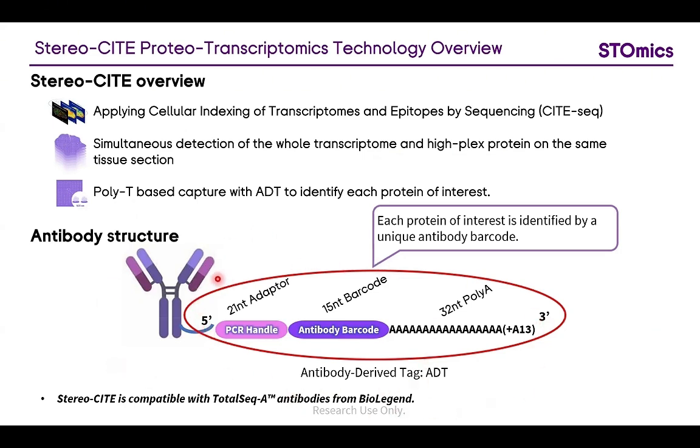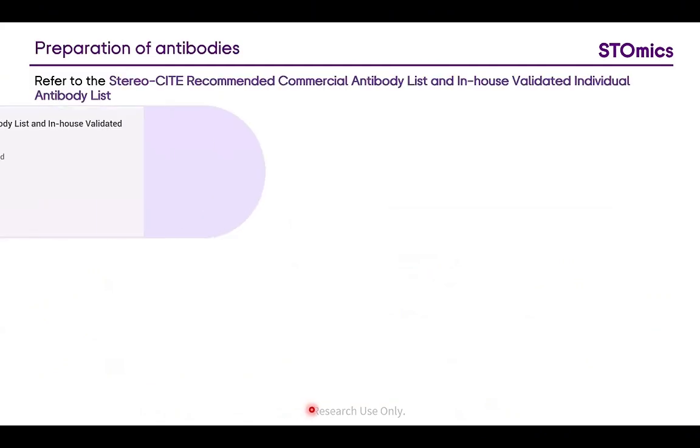Each protein of interest is detected by antibodies with specific conjugated oligonucleotides, which is also called antibody-derived tag, ADT. Each protein of interest is assigned a unique antibody barcode, which allows protein identification in sequencing. The commercial antibodies compatible with Stereo-CITE are Stereo-CITE antibodies from BioLegend.